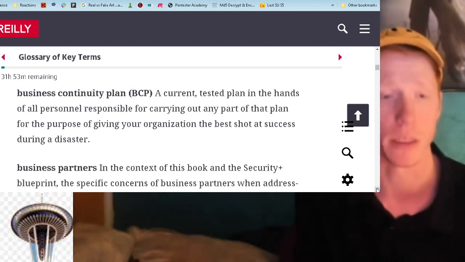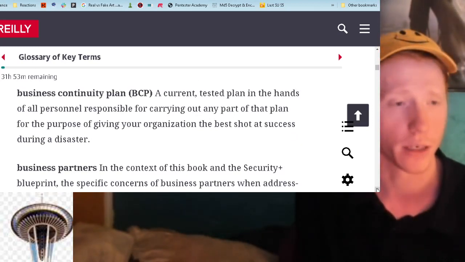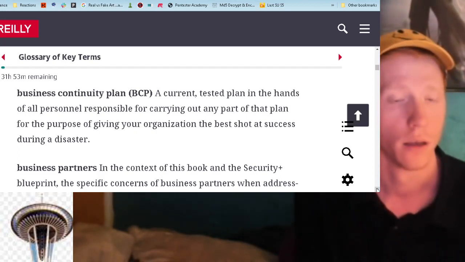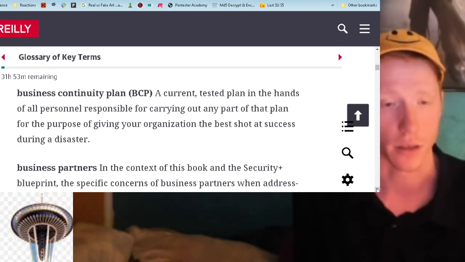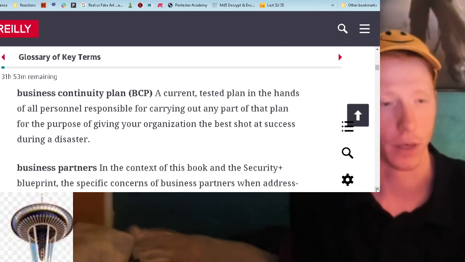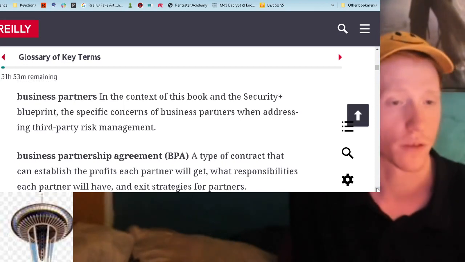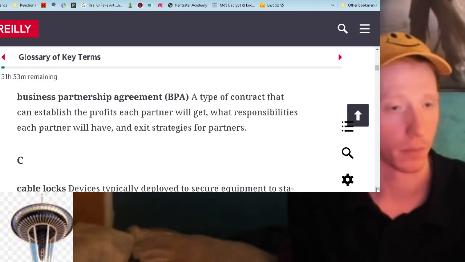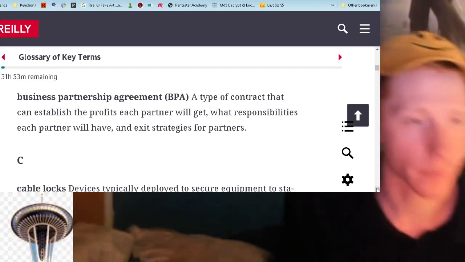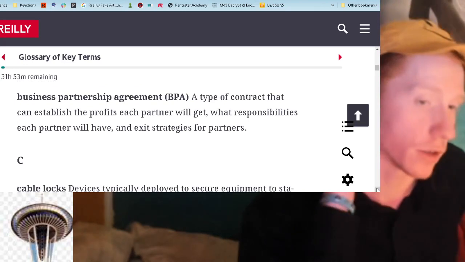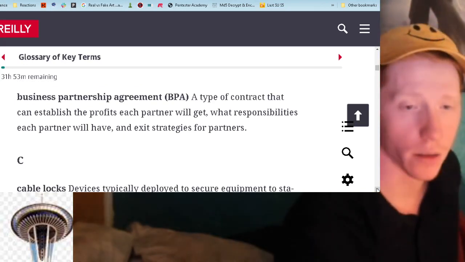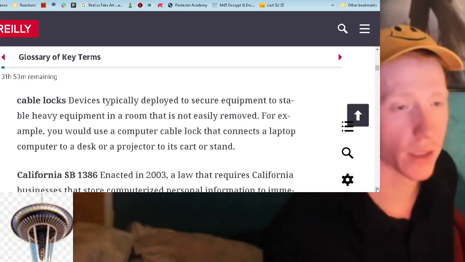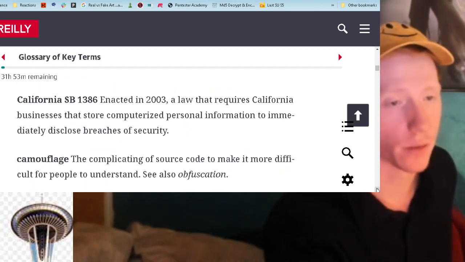The business continuity plan is a current, tested plan in the hands of all personnel responsible for carrying out any part of the plan, so that your organization has the best shot at success during a disaster. Business partners: third-party risk management. Business partnership agreement: a contract that establishes the profits, responsibilities, and exit strategies. Cable locks, we know what cable locks are. They're like for your bikes.